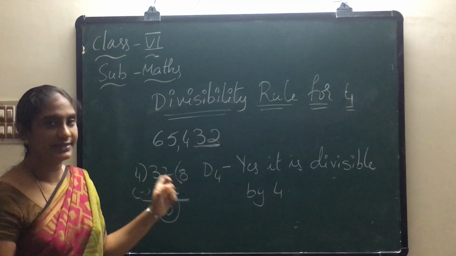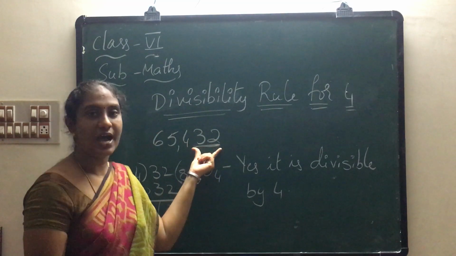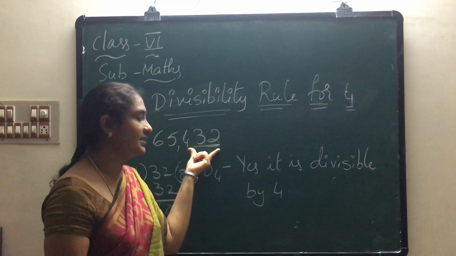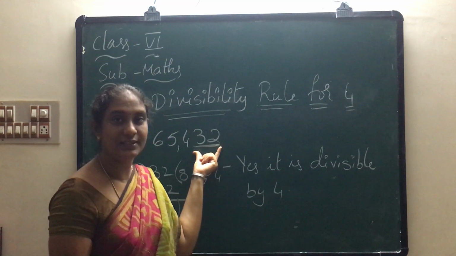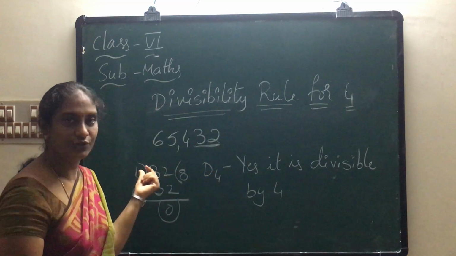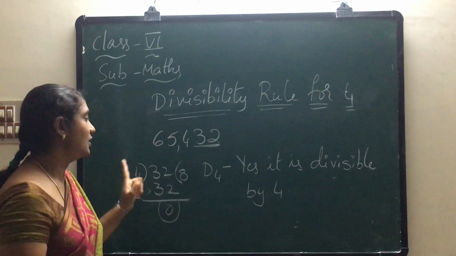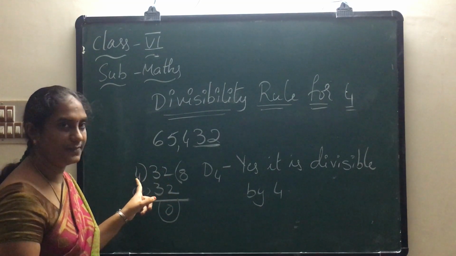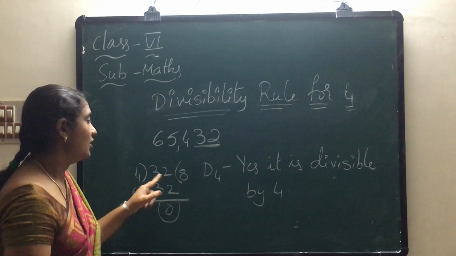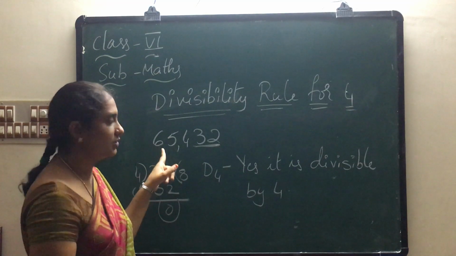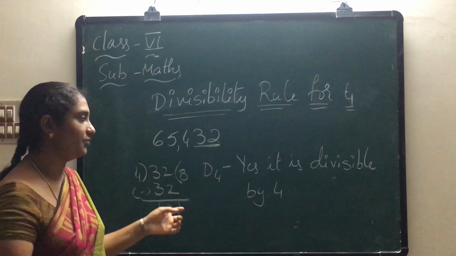I am telling once again. For divisibility rule for 4, what do we have to see? We have to take the last two digits and divide. What are the last two digits here? 32. That 32 we have to write here. Now in the 4 table, 32, how many times did we get it? 8 times. So 32 minus 32 is 0. So yes, it is divisible by 4. We have to write that. Okay children, do you understand? All of you note down.